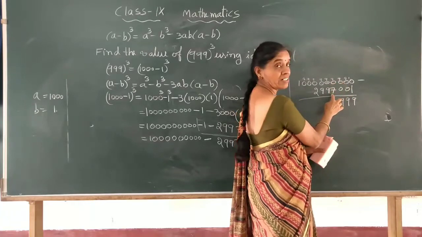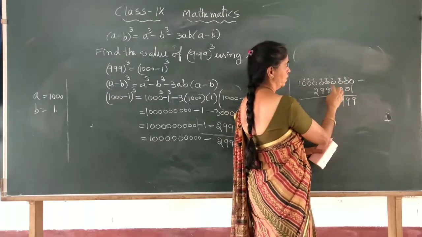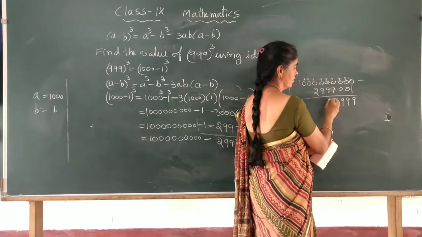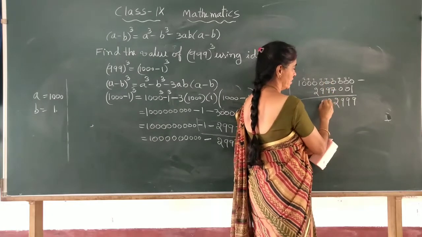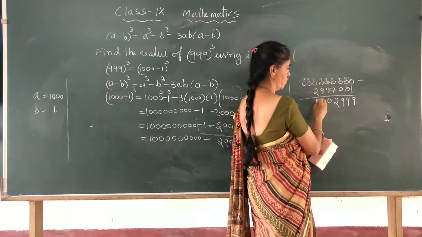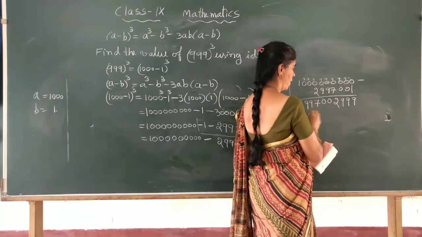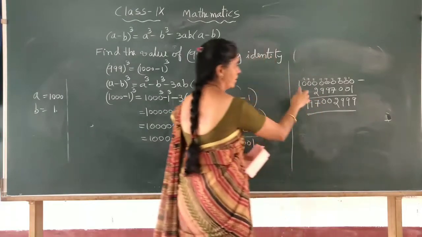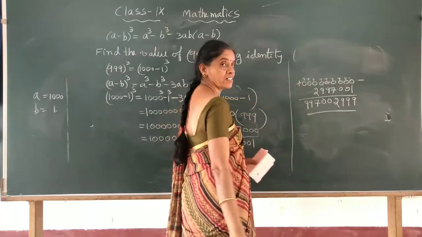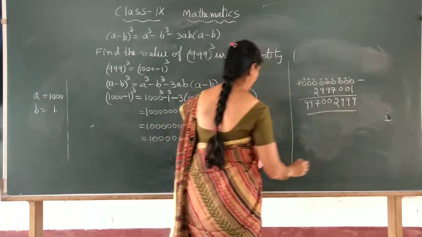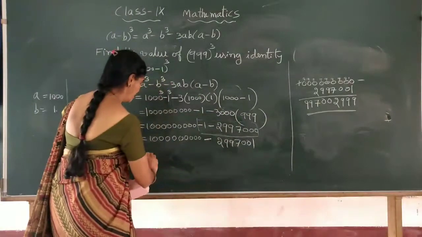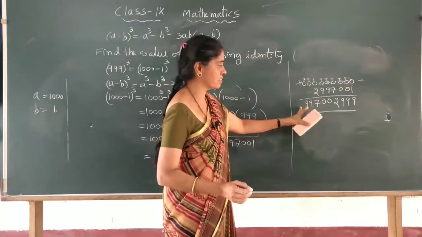9 minus 7, 2. 9 minus 9, 0. 9 minus 9, 0. 9 minus 2, 7. And here 9, 9. 1 is not there. We have taken 1. Okay. So this is the last answer, and since it is the bigger number, it is plus, so plus will come.